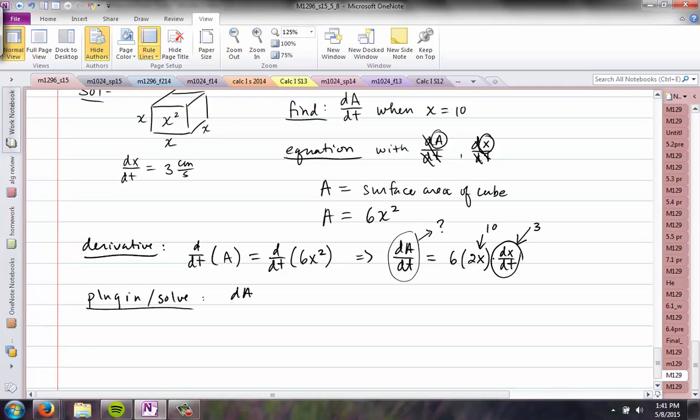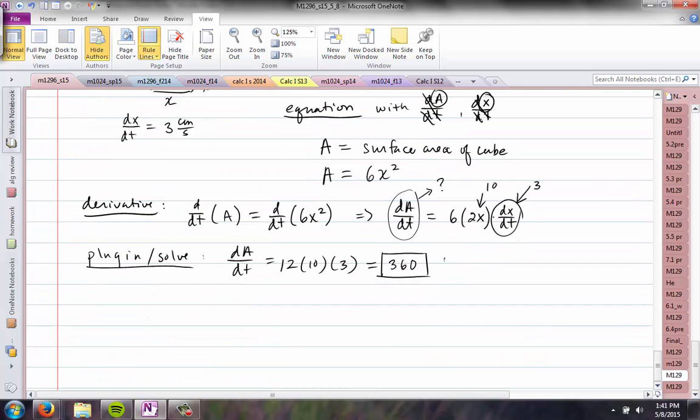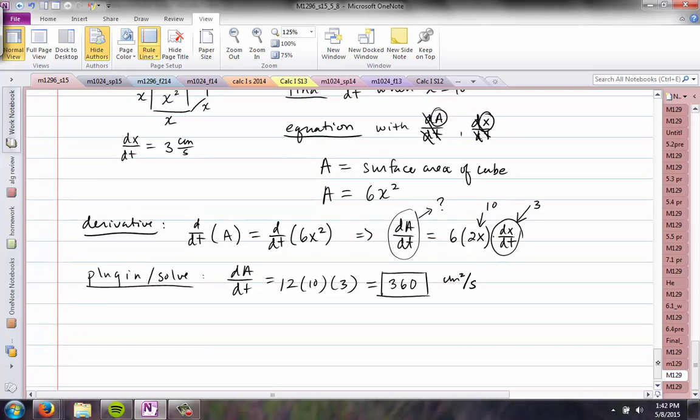So dA over dt, and then I'm going to have 12 times 10 times 3. So just finishing that out, I get 360. You don't have to put the units, but what the units would be here is area over time, where the original units were given in terms of feet. We're just kidding, centimeters. Shouldn't even label stuff, let's see here. Yeah, centimeters. Centimeters squared per second. And that's it.